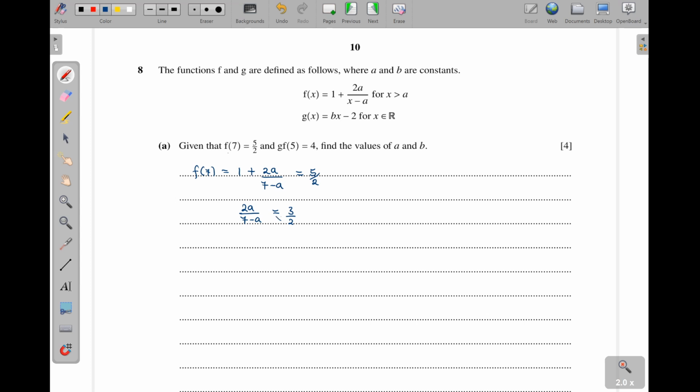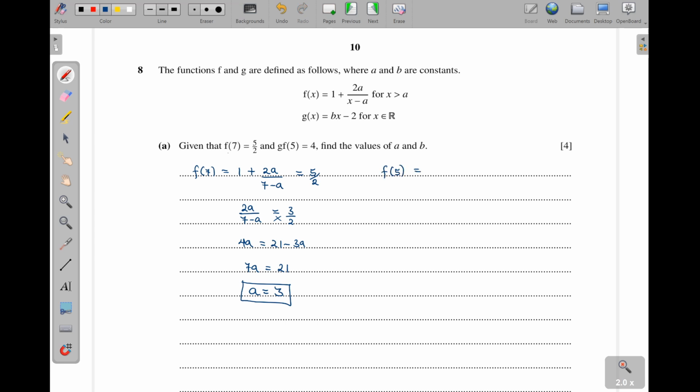Over 2. Now when we cross multiply, we shall get 4a. And then 3 times 7, that is 21, then minus 3a. Then when I bring this one this side, collecting like terms together, we shall get 7a, which is equal to 21. So when we divide all through by 7, then a becomes 3. As simple as that.